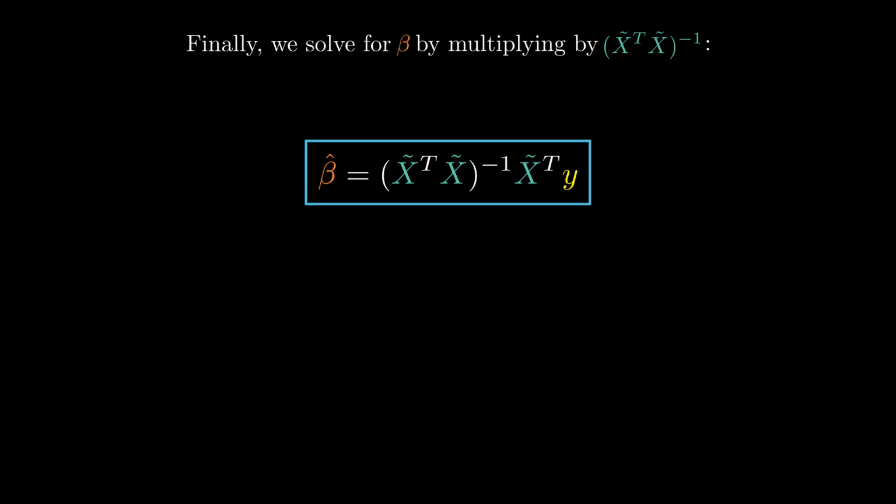If that matrix is singular, then infinitely many solutions for beta exist. This is the least squares estimator. Geometrically, it projects the observed vector y onto the column space of x.